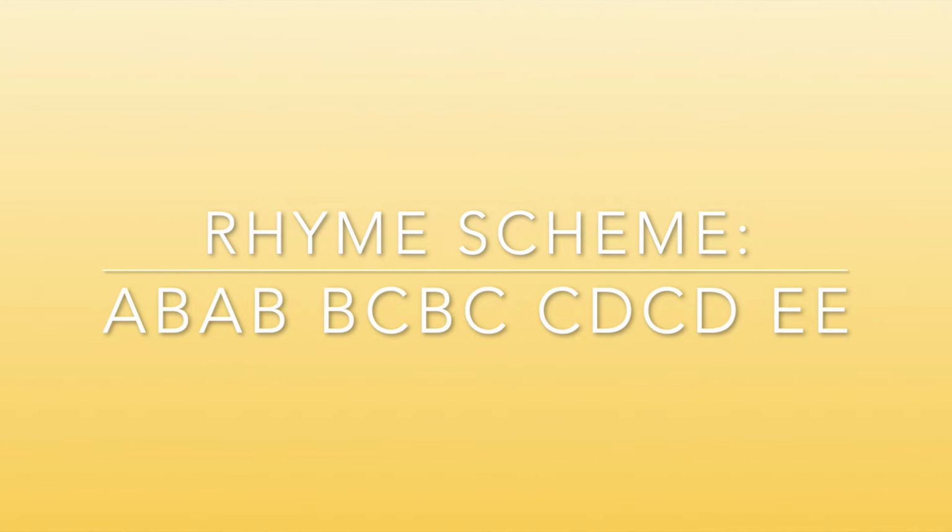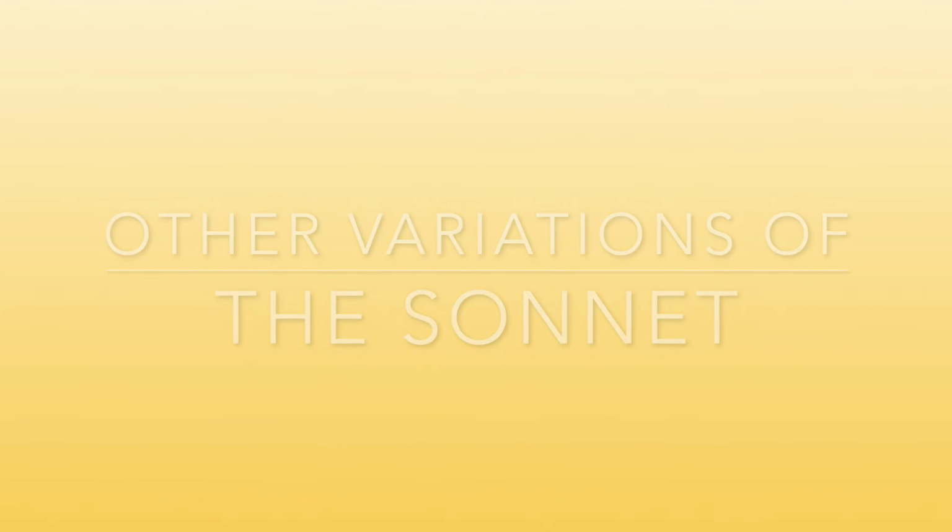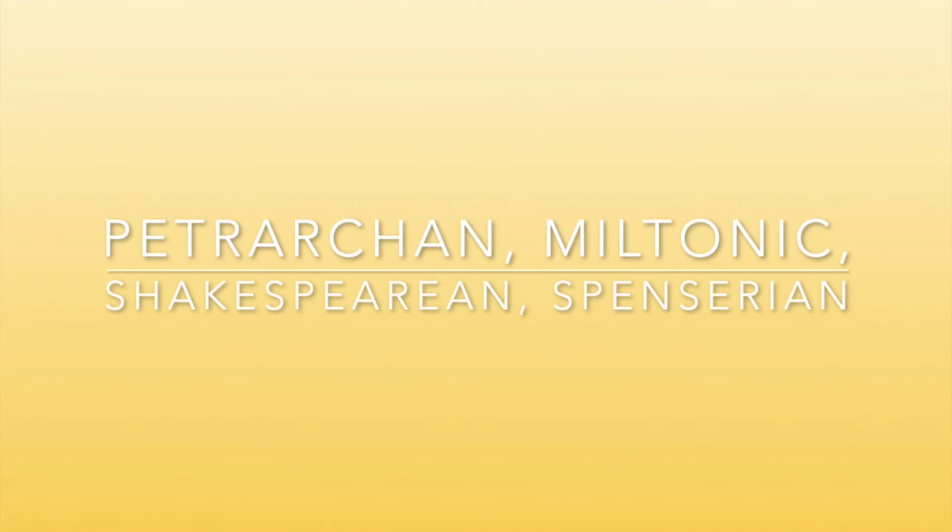Finally, the Spenserian sonnet is a lot like the Shakespearean sonnet, but with a different rhyme scheme, AB, AB, BC, BC, CD, CD, EE. Sometimes Spenserian sonnets include a volta before the couplet, but it's usually a false solution, with the true solution appearing at the end, in the couplet. There are other variations of the sonnet, but these four categories represent the majority that you'll encounter.